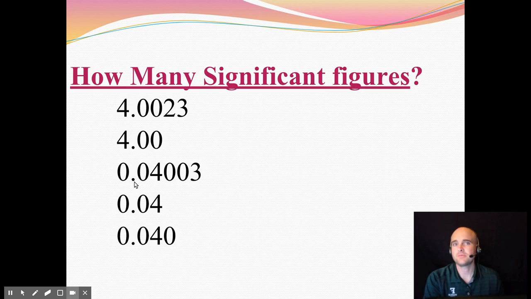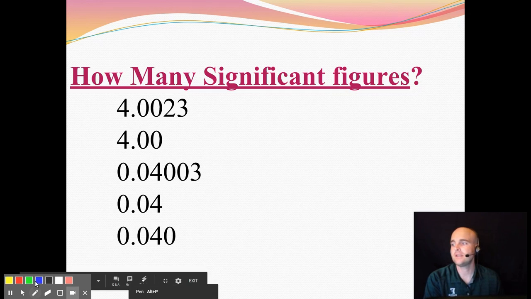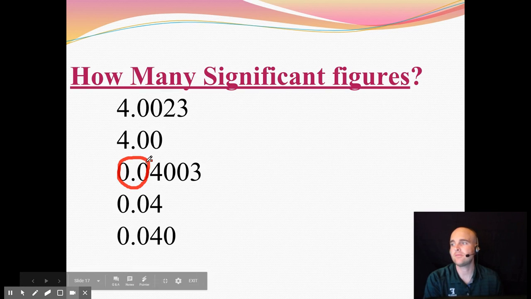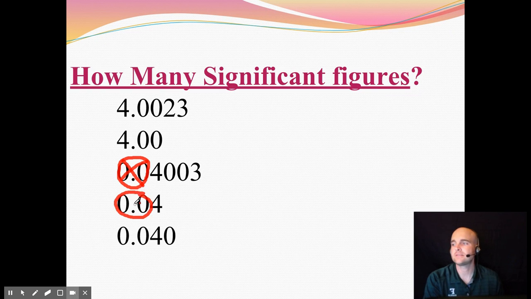Here we have a decimal present and a non-zero number, so every number after this is significant, but a leading zero is never ever significant. So these in the red are not significant. These are. Here, these are not significant because they're leading zeros, and these are not significant. But these are.